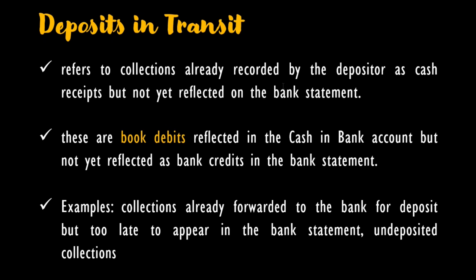So, these are book debits. These are debits in the records of the company, reflected in the cash and bank account, but not yet reflected as bank credits in the bank statement. They are already in the debit per record of the company but not yet in the bank credits per record of the bank. So, what are the examples? Examples of deposit in transit are collections already forwarded to the bank for deposit but too late to appear in the bank statement.